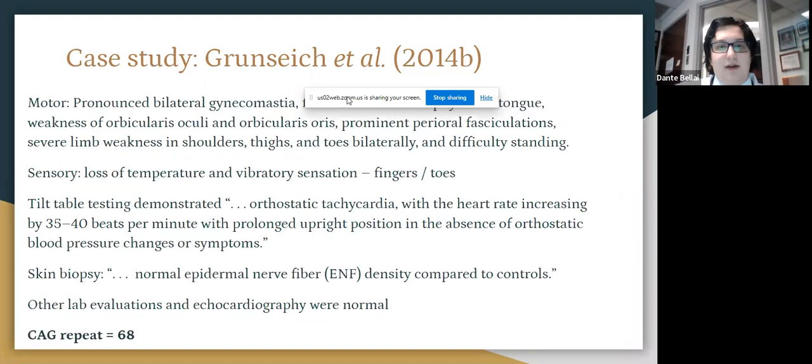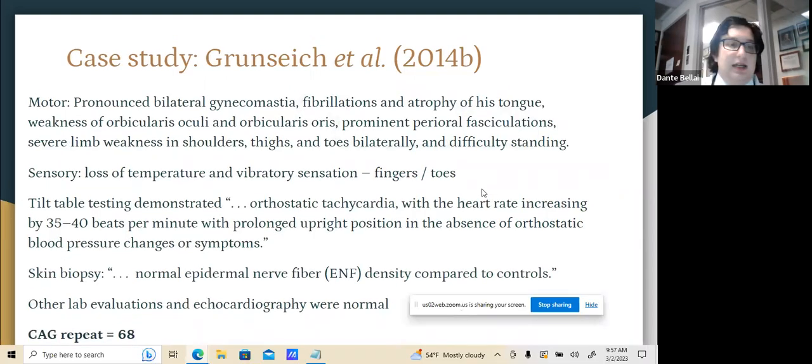What they found was that ultimately, on examination, he had pronounced bilateral gynecomastia, fibrillations of his muscles, atrophy of his tongue, weakness of the orbicularis oculi and orbicularis oris, prominent perioral fasciculations, severe limb weakness in his shoulders, thighs, and toes bilaterally, and difficulty when standing. Sensory, so he had a loss of temperature and vibratory sensation in his fingers and toes.